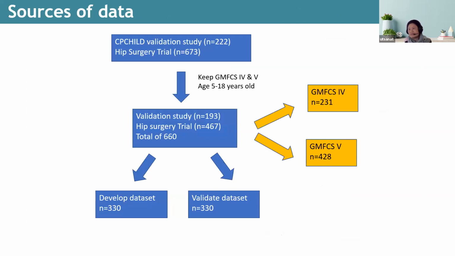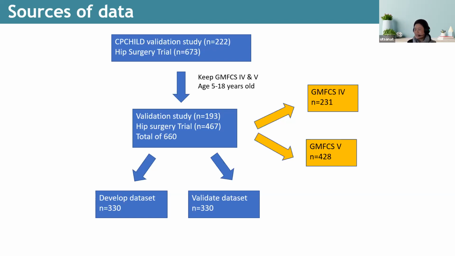I am lucky enough to get the source of data from the developer of the CPCHILD. He provided me two sources of data. One is from the CPCHILD validation study, and another is a multinational trial looking at hip surgery. From these, I had to filter those participants who have GMFCS 4 and 5, and who are aged between 5 and 18 years old, to comply with the manual of the CPCHILD.